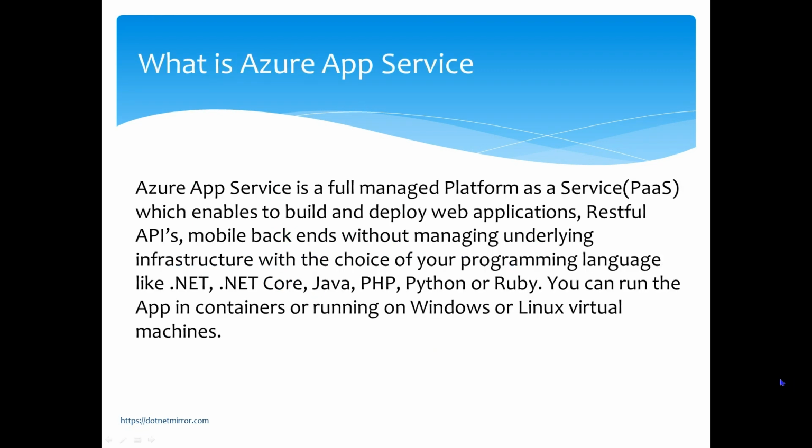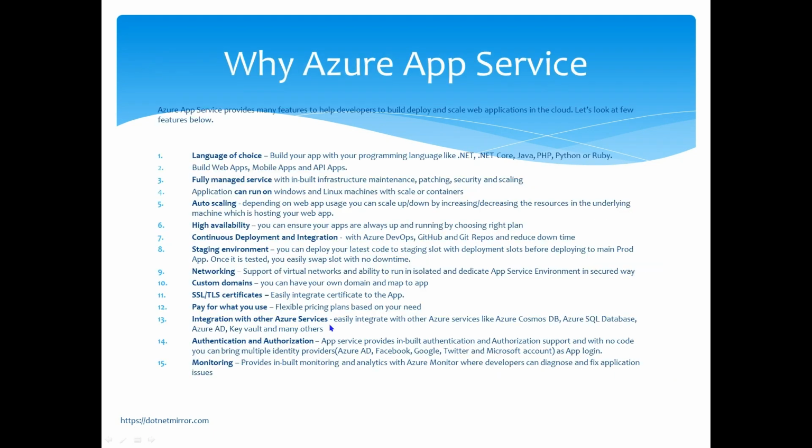Now let's understand what Azure App Service is. Azure App Service is a fully managed platform as a service, called PaaS, which enables you to build and deploy your web applications, RESTful APIs, or mobile backends without managing the underlying infrastructure. You can build your web apps with .NET Core, Java, PHP, Python, or Ruby. These are the programming languages supported by Azure App Service. Also, you can run your apps in containers, both on Windows and Linux virtual machines. Let's go to the next slide.